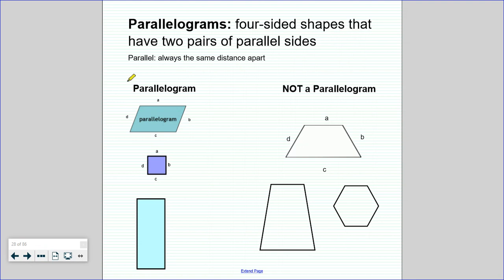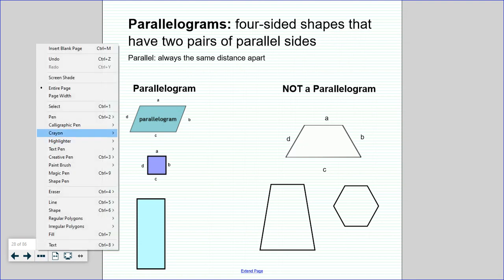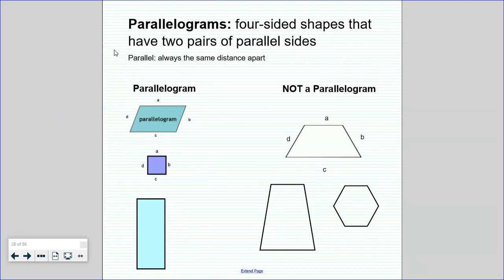All right, so what is a parallelogram? What is not a parallelogram? Parallelograms are four-sided shapes that have two pairs of parallel sides. You might get tired of hearing me say that.